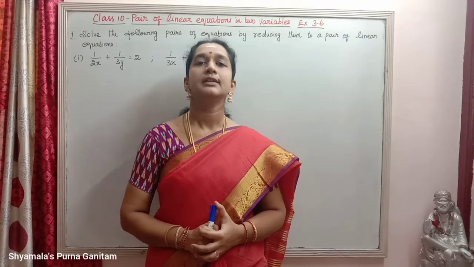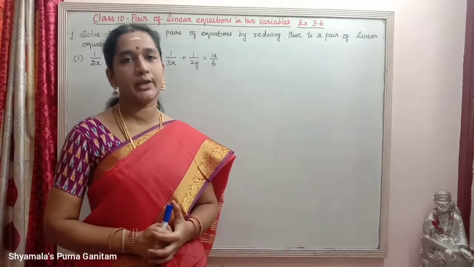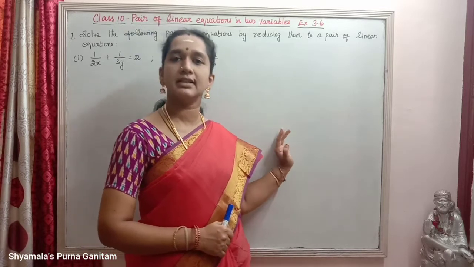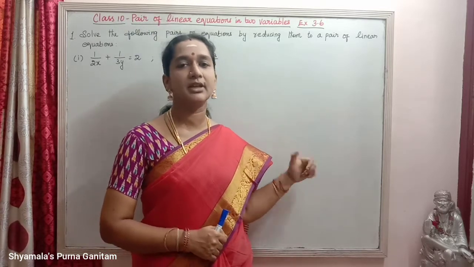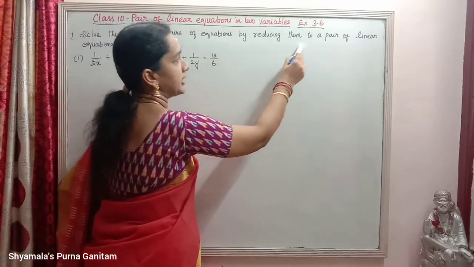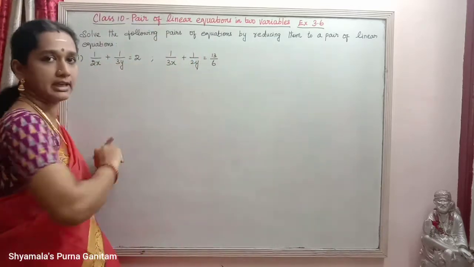Third chapter, pair of linear equations in two variables. Already 5 exercises I have completed. This is the 6th exercise. This is different from the previous one. Solve the following pairs of equations by reducing them to a pair of linear equations.